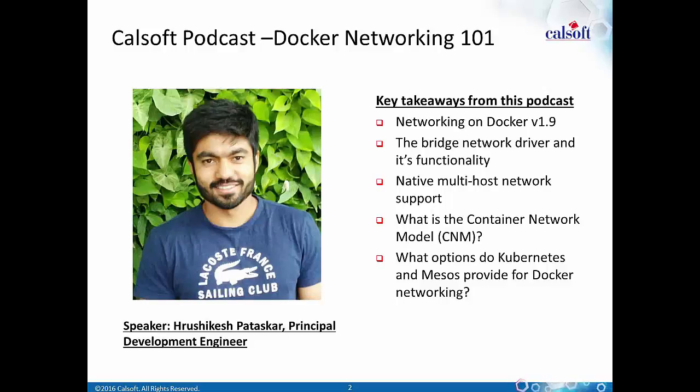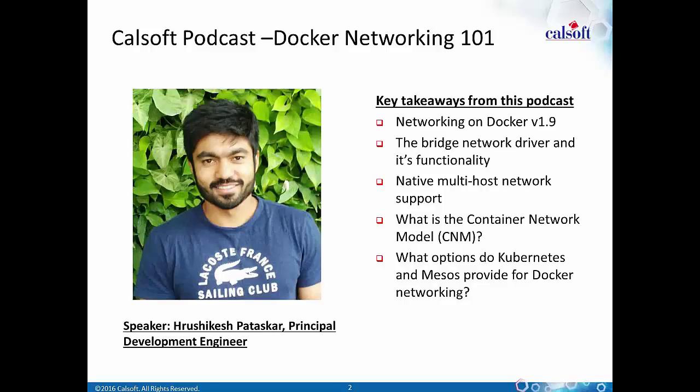The sandbox represents the configuration of a container's network stack. A Linux network namespace is a possible implementation. An endpoint joins a sandbox to a network. The veth pair that we talked about earlier is an endpoint. A network is just a group of endpoints that can communicate with each other. The bridge, a Linux bridge to be specific, is an example implementation.